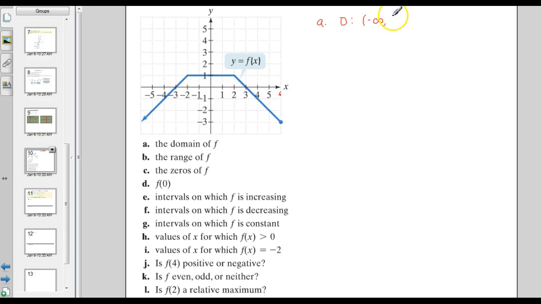Remember, for domain, we think of that vertical line and we just pan it left to right. And where we hit the graph, that's part of the domain. So from negative infinity, because of the arrow, all the way to 6 for the x's, we hit the graph. Bracket on 6 because it was a closed dot, so it is included.